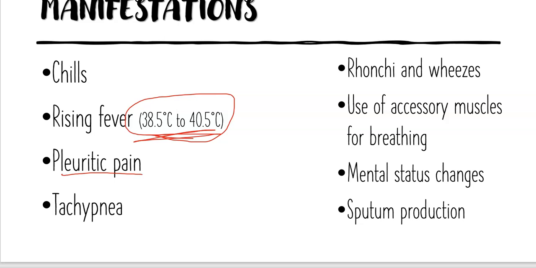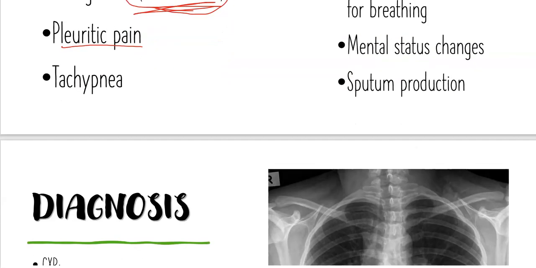Okay, use of accessory muscles of breathing. I have mentioned this one before. Mental status changes, one of the earliest signs or manifestations for anything that involves a decrease in your oxygenation. Okay, and then sputum production as a result of that inflammatory reaction caused by your specific causative agent. So I've already mentioned the different types, the different colors and textures of your sputum. Okay, so these are your manifestations.